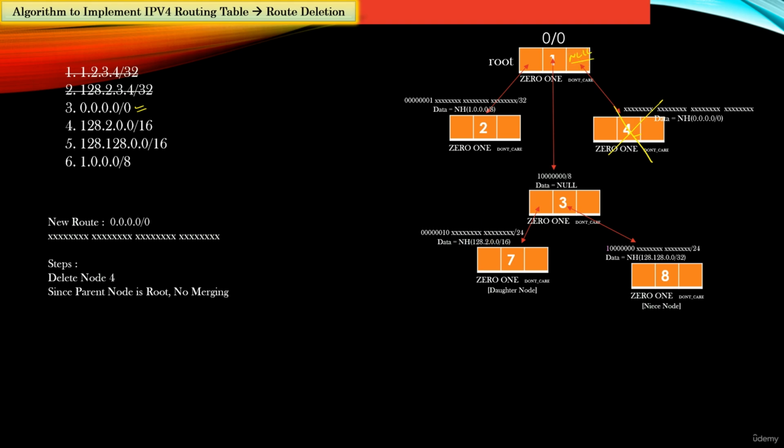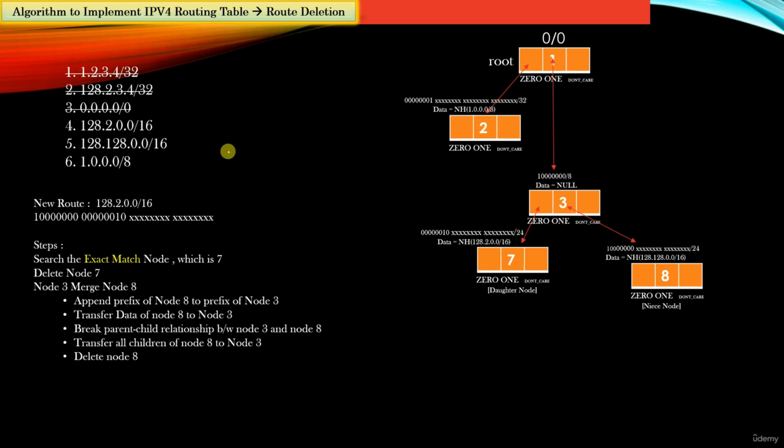So the final mtry data structure would look something like this. Node number 4 has simply disappeared from this mtry data structure. The root node never executes the merge algorithm. Remember that. There is no need for the root node to execute any merge algorithm. A root node can be a half node, it can have one child, it can have two children, it can have three children. A root node enjoys all the privileges.